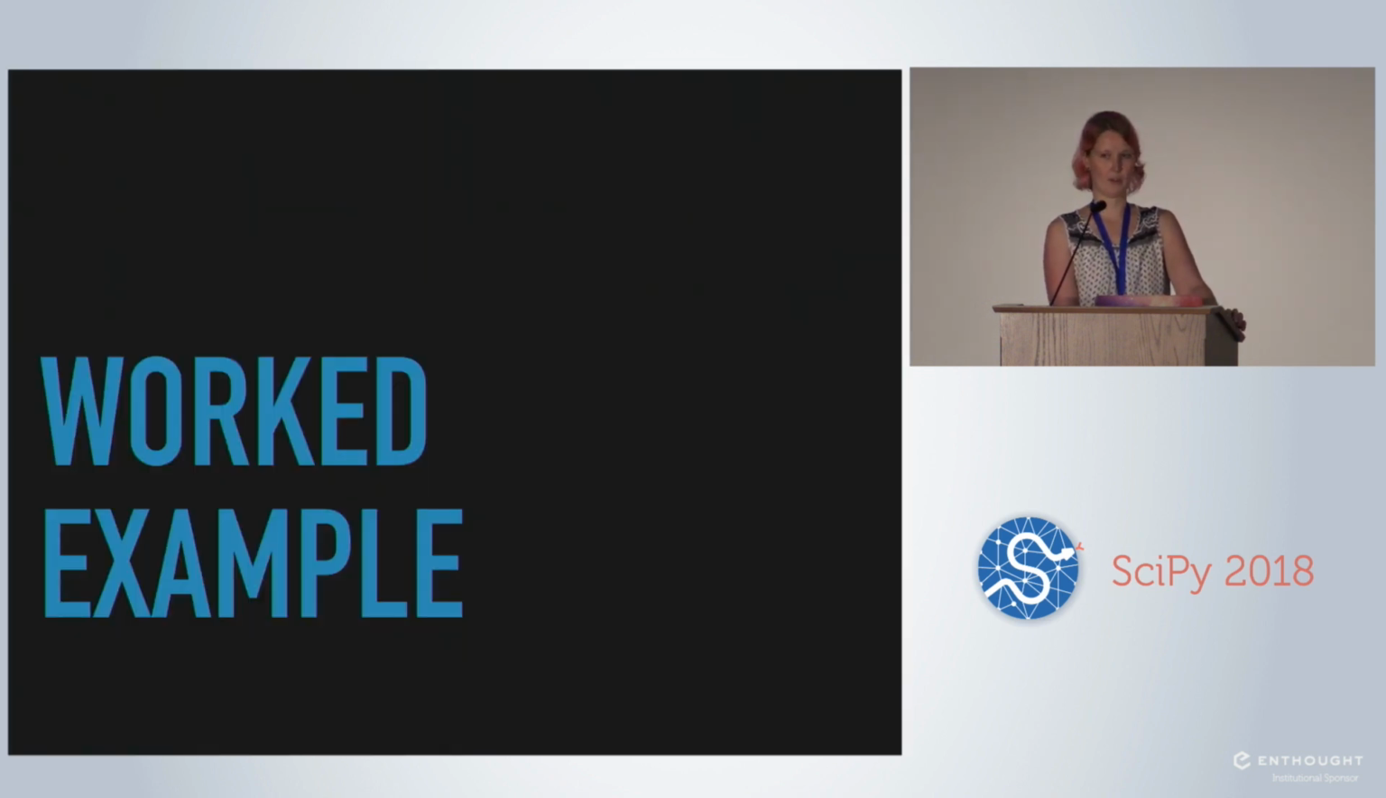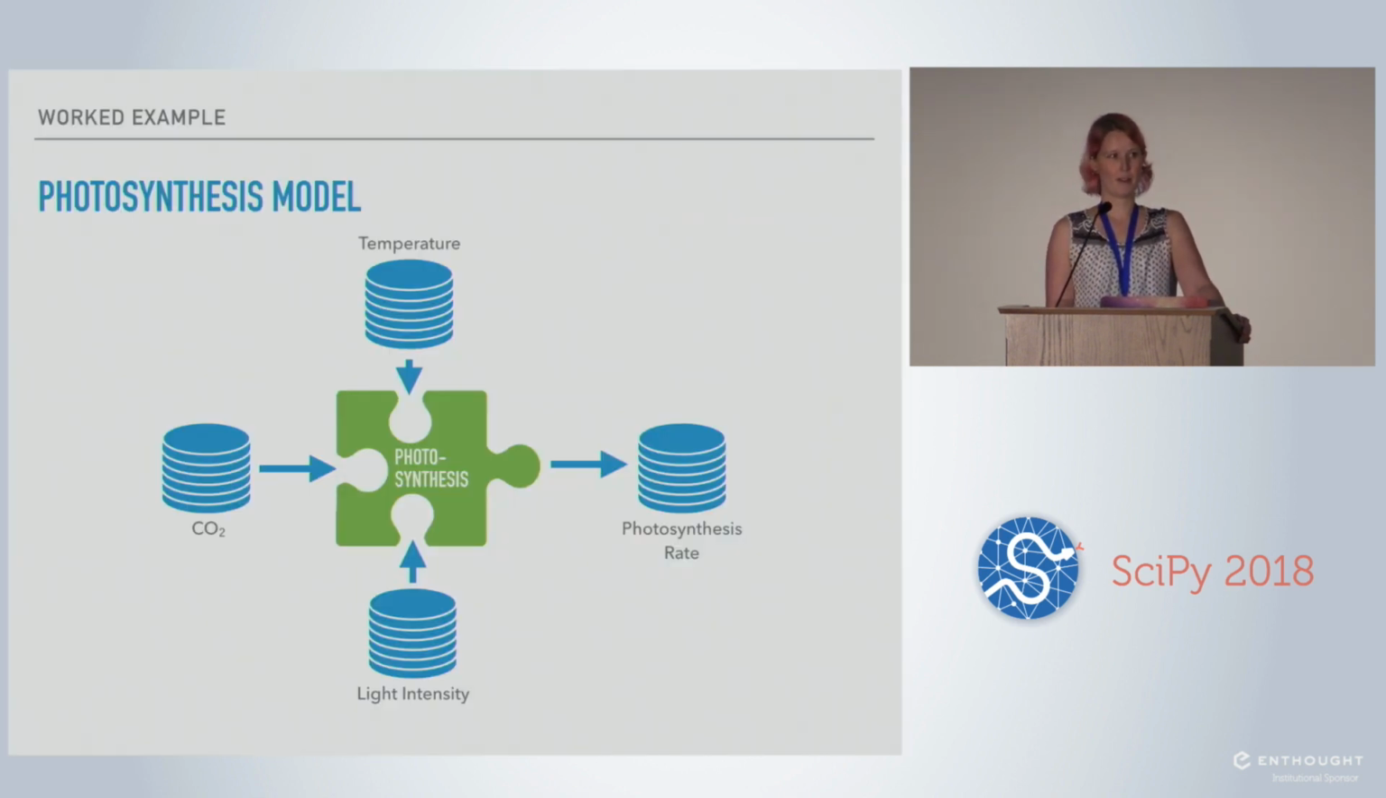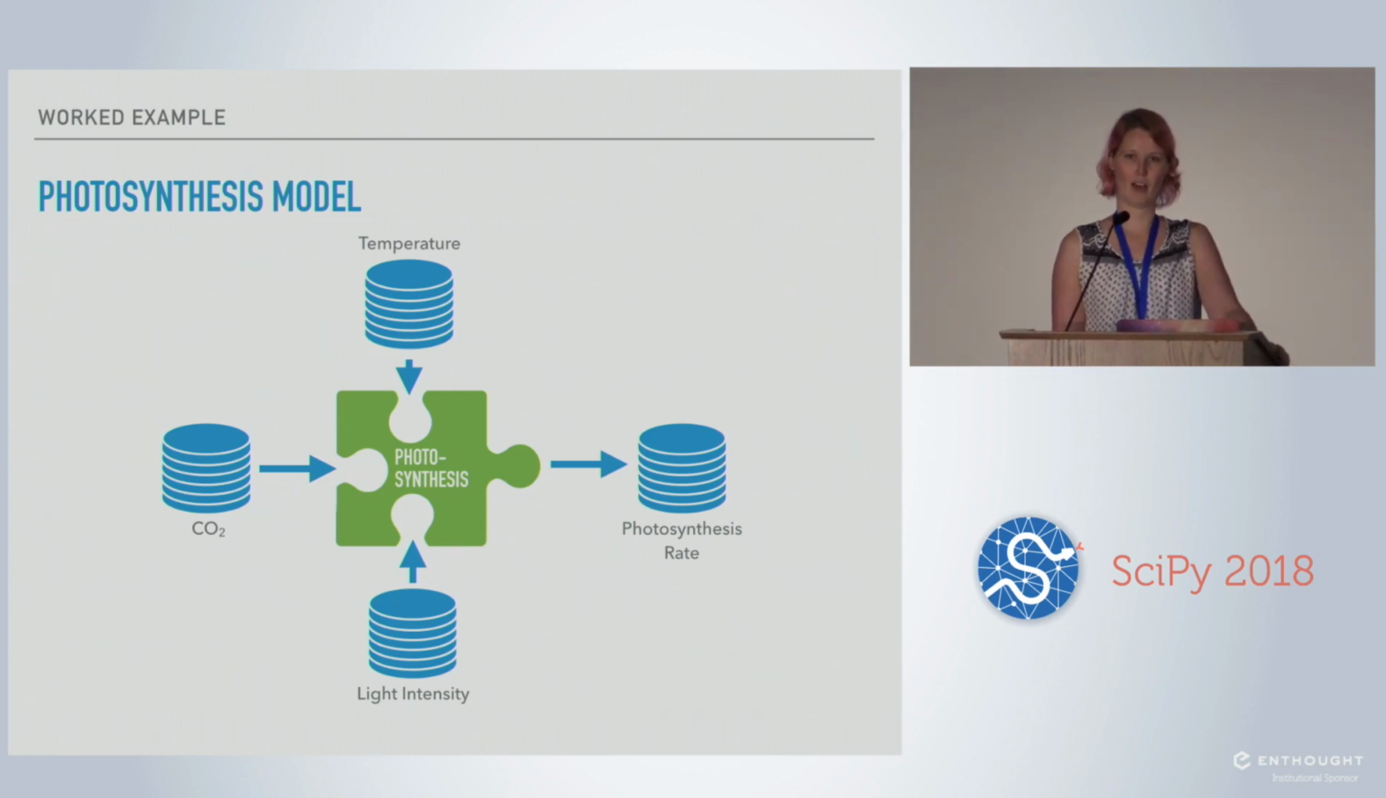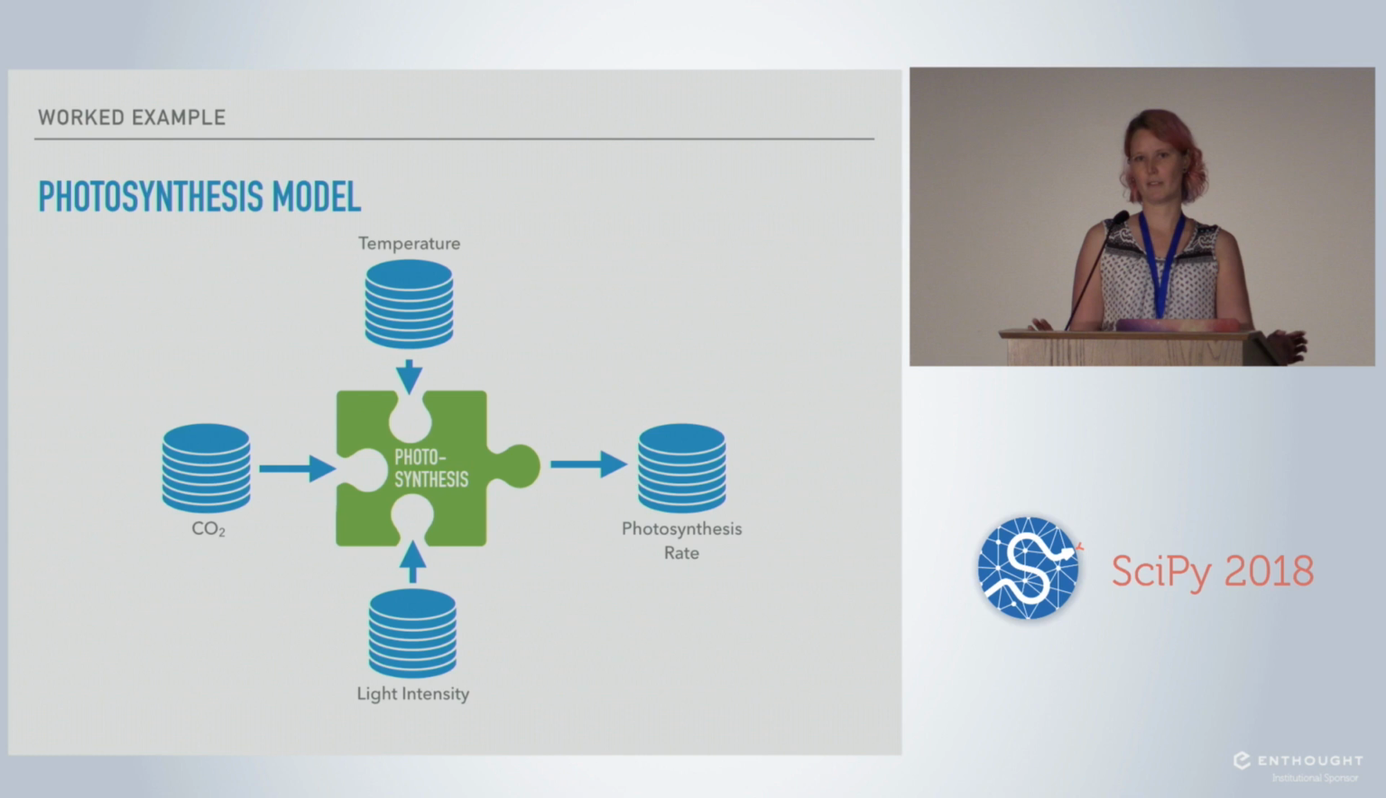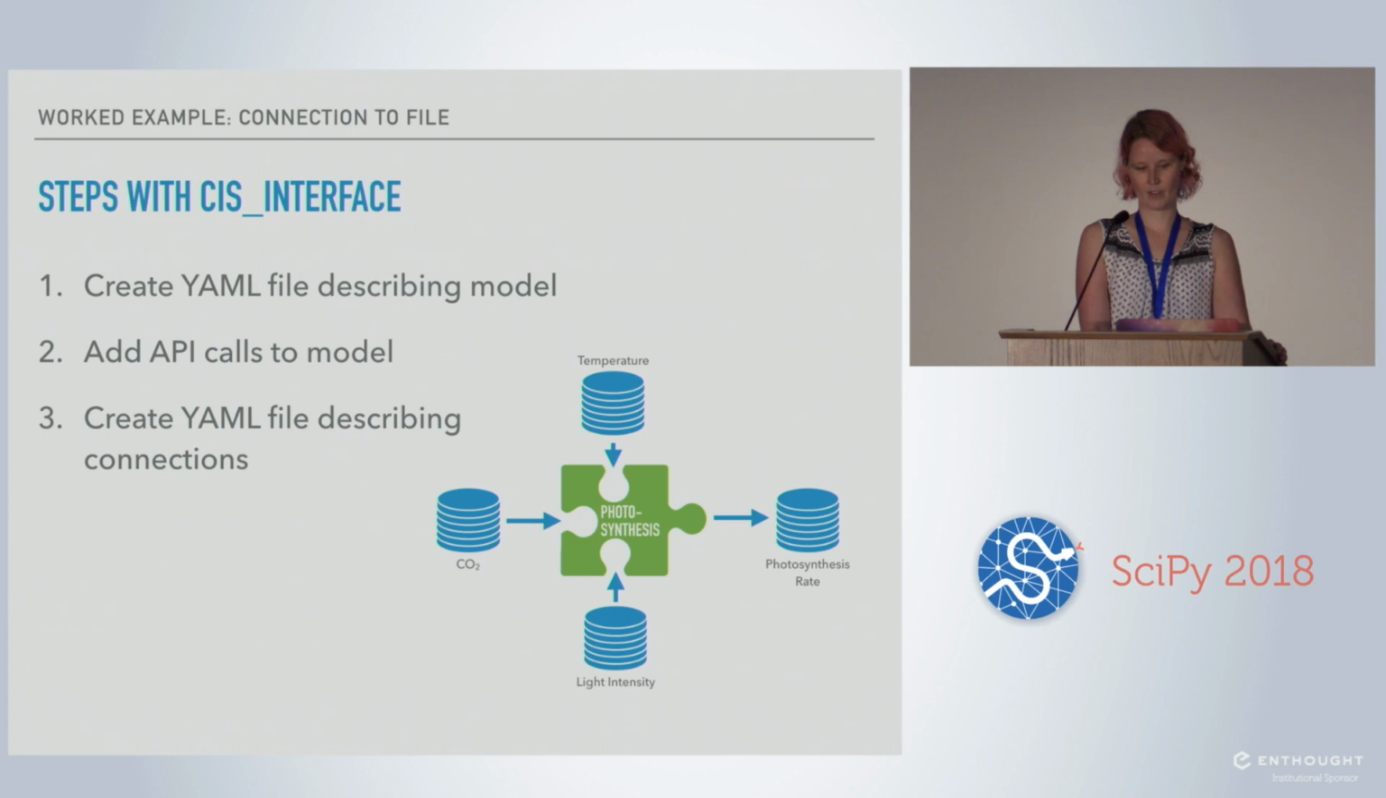So I wanted to walk through a quick example of what it would look like to transform a model. Say we want to rebuild this model integration network where we have a model for photosynthesis which takes 3 inputs, temperature, carbon dioxide, and light intensity from files and outputs photosynthesis rate to a file. First we would write our model YAML describing the model, then add the CIS interface API calls to the model source code, and then create a YAML file describing the actual integration network, so these connections between the model and inputs and outputs.